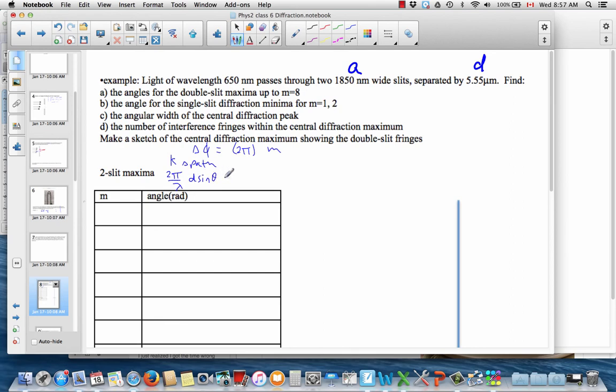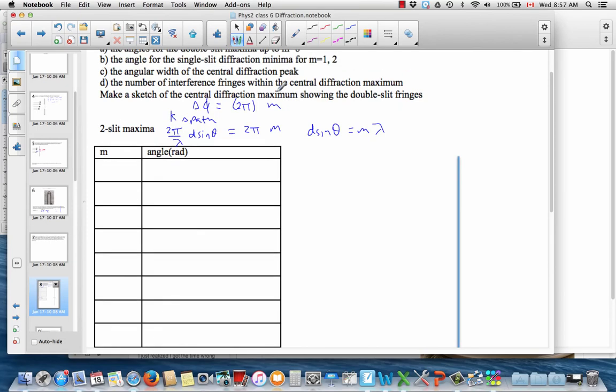d was the slit separation. So this equals 2 pi m. You can cancel the 2 pi's and cross multiply, and then you'll get d sine theta is m lambda. So we're asked to find the maxima up to m equals 8. That's actually the ninth order because it starts at m equals 0.